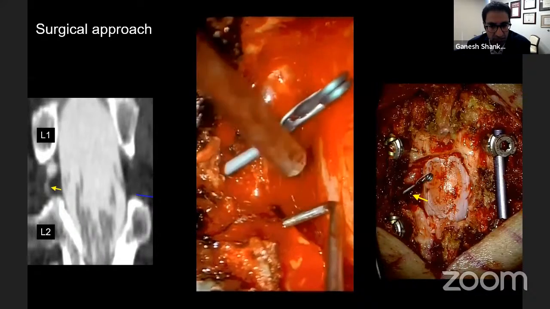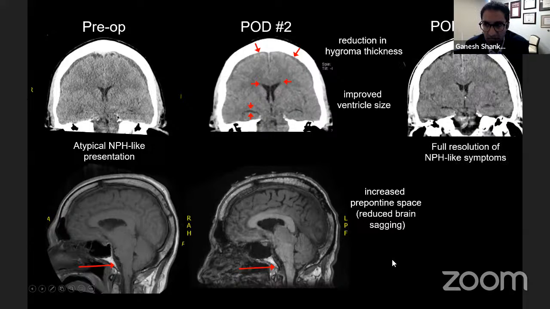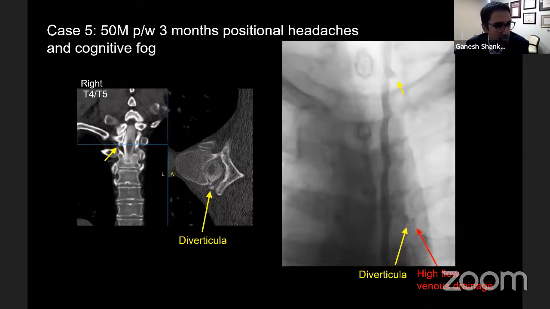And then following this case, the patient had resolution of his hygromas, as well as changes in the prepontine parameters in terms of increasing space. And then his subdural hygromas were completely gone by postoperative day 52. And basically all those symptoms that he had of NPH had fully resolved as well.